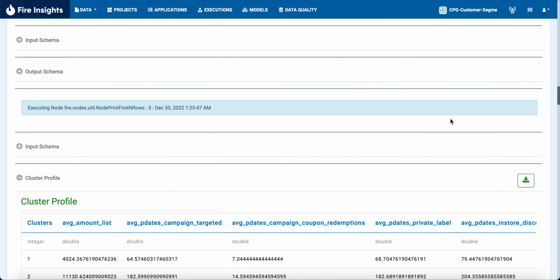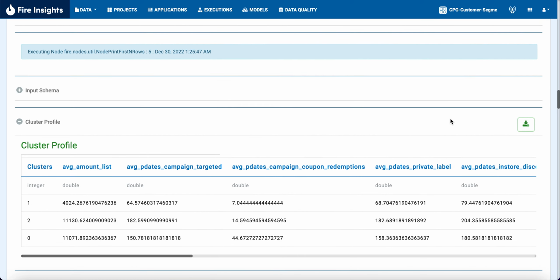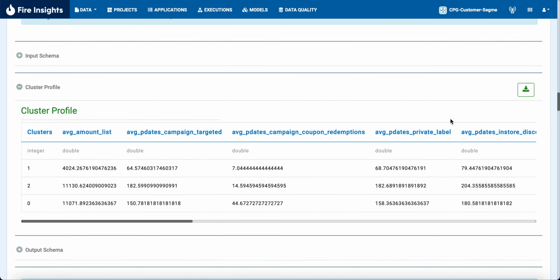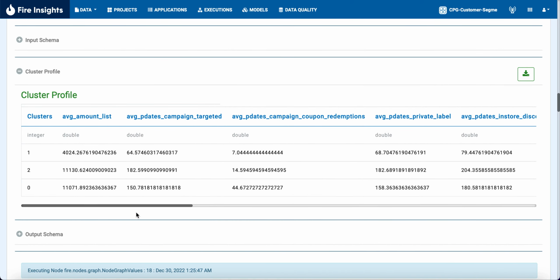Now we can dive deeper into how each of the different clusters are differentiated from one another. Looking at the clustering profiles, we can find the average values for each of the different clusters across our raw data. We can find a few key insights here alone.